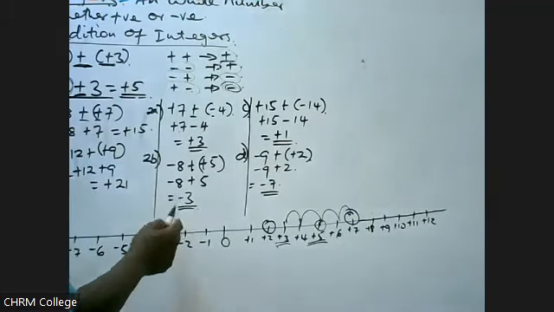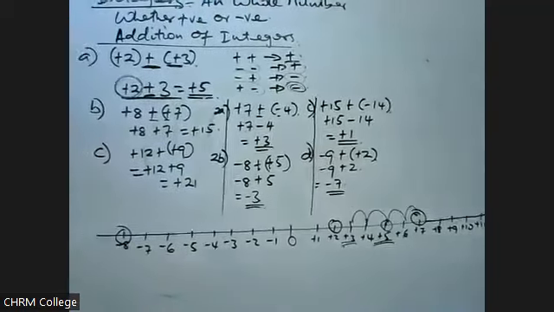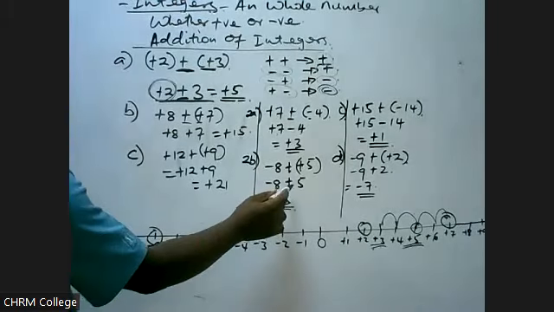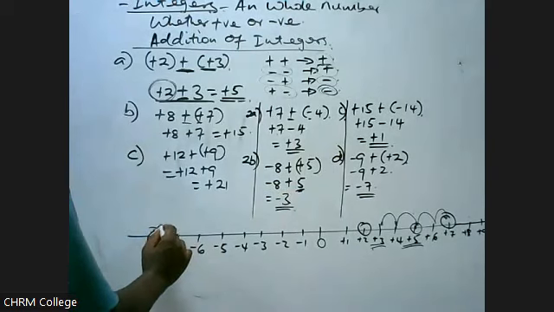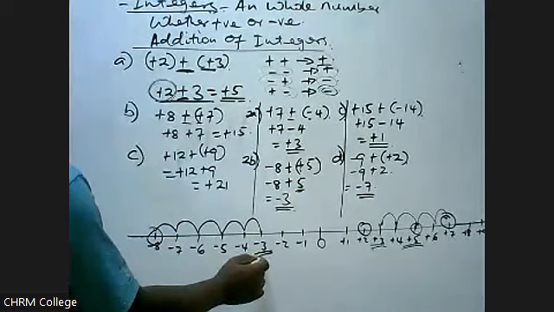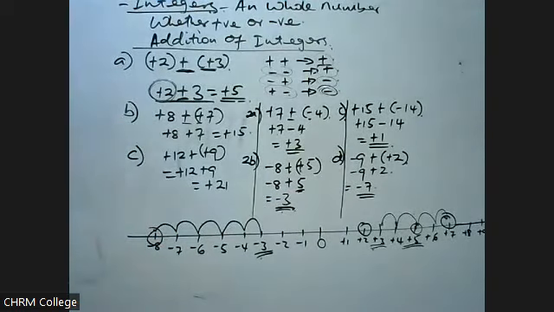This is negative 8. Negative 8 is here. We are moving how many steps? We are moving 5 steps, but to the positive. To the positive, we move to the right. 3, 4, 5. You land on negative 3. That is your answer there.